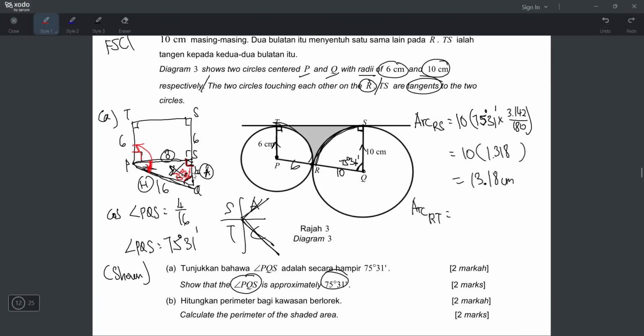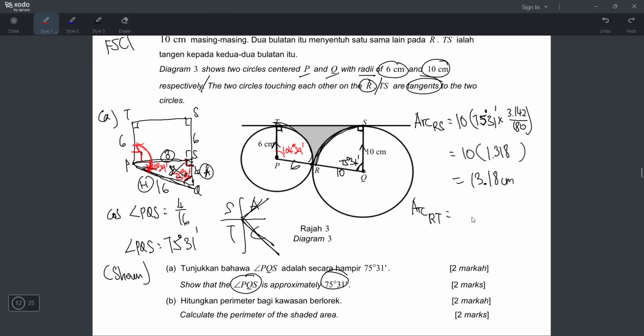So I'm going to press my calculator now. 180 minus 75 degree, 31 minute minus 90. Okay, my calculator gives me 14 degree, 29 minutes. So the small angle right here is 14 degree, 29 minutes. And when you plus with 90, you get the full angle. So plus with 90 is 104 degree, 29 minutes. Yeah, just use your calculator to help you lah.